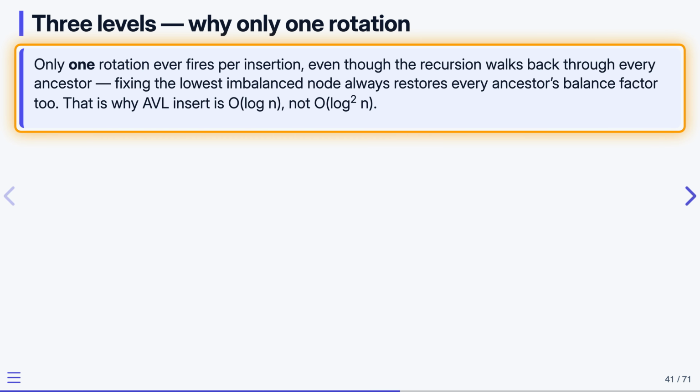Here is the key point. Only one rotation ever fires per insertion, even though the recursion walks back through every ancestor. Fixing the lowest imbalanced node restores every ancestor's balance factor as well. That is why AVL insert is big O of log n, and not big O of log squared n.